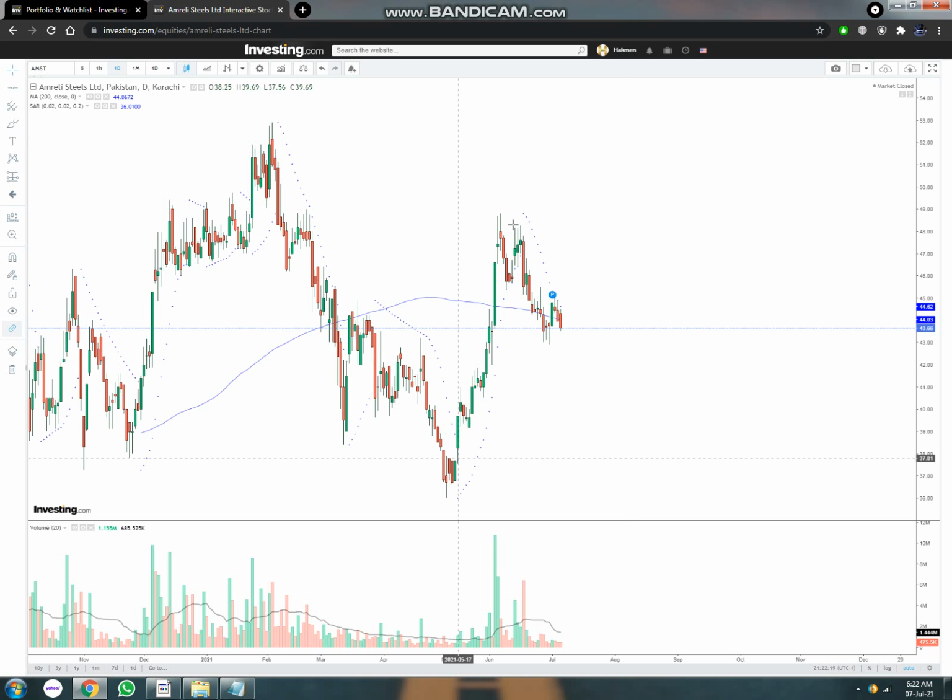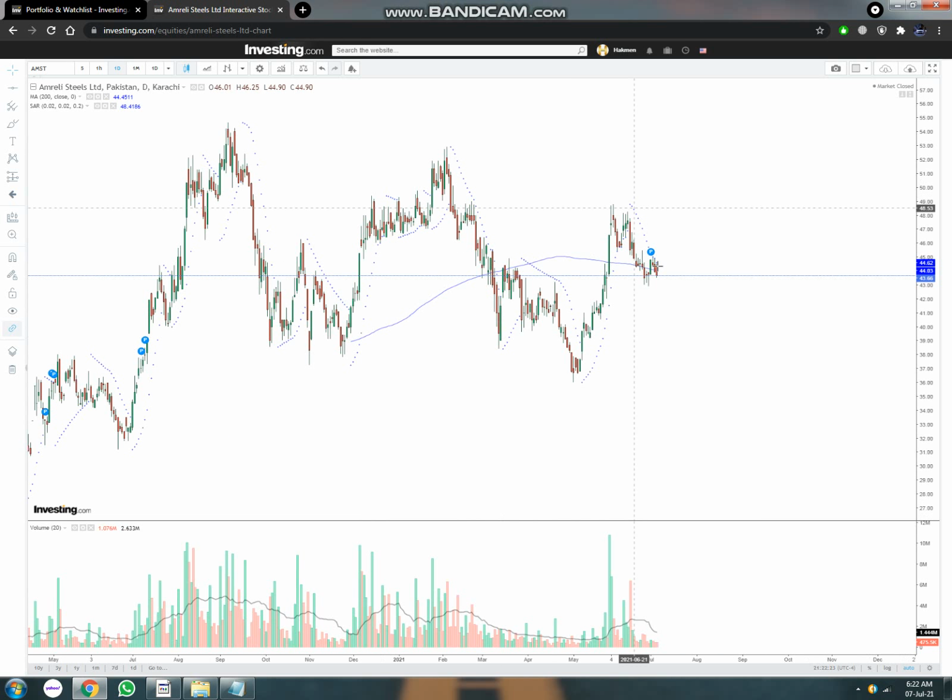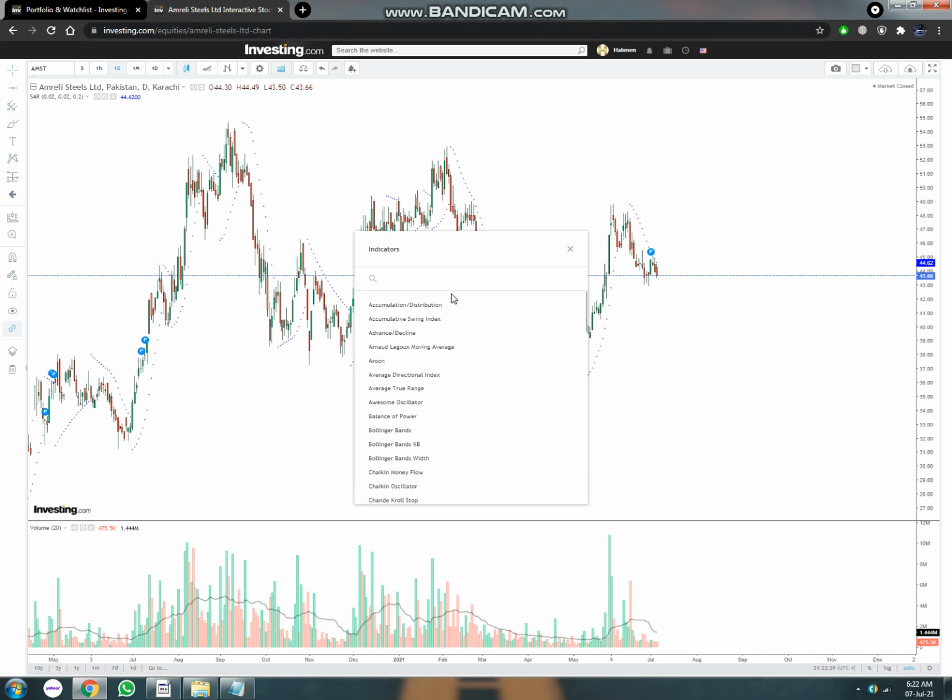So these are the 2 points that you will have to consider while trading in the stock market. While trading with the 200-day moving average, this is the best method that you can use in this case. Now the other thing that I would definitely use right here is the Ichimoku cloud.